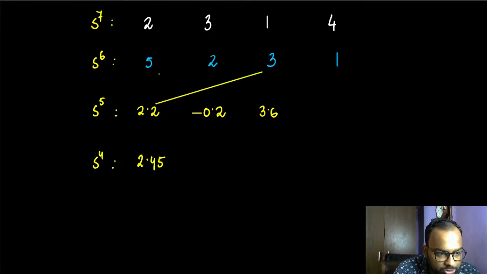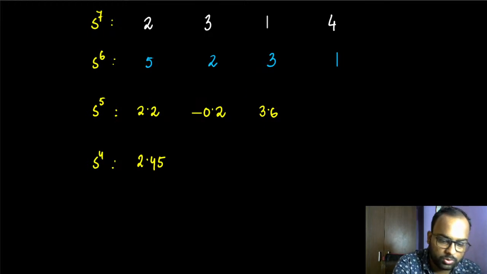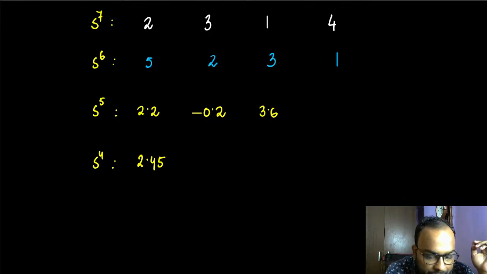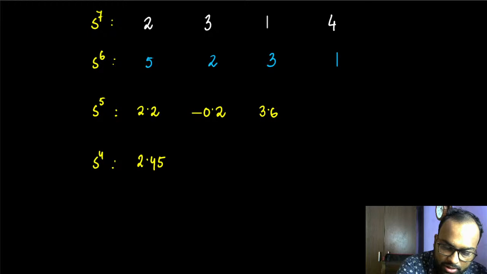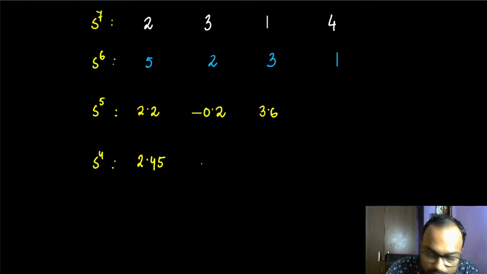Now we have to multiply these two, subtract these two, and divide by these once again. So 2.2 times 3, that's 6.6, minus 5 times 3.6. So that's 2.2 times 3 minus 5 times 3.6, divided by 2.2. That's going to be minus 5.18.